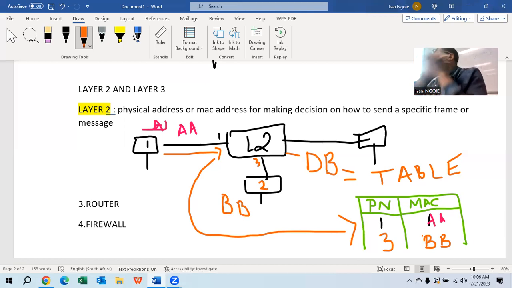The decision is based on the MAC address. There is a question on this one, definitely. Even if you go for N+, they like this question. It's one of the building blocks of these layer 2 switches.